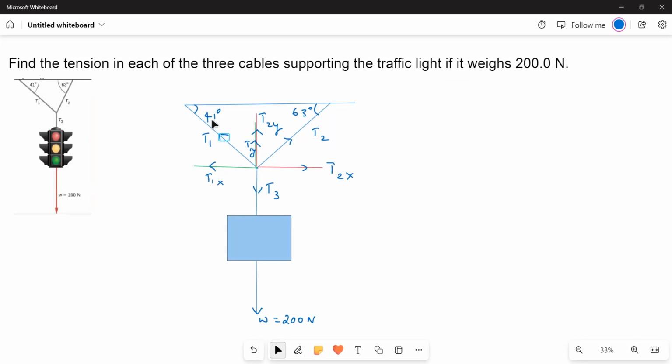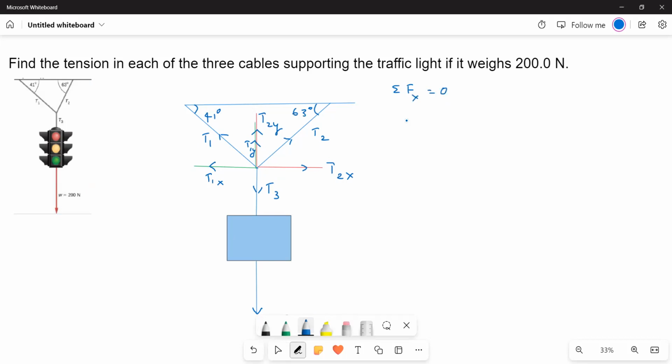Now T1 is making an angle of 41 degrees with the horizontal beam, and T2 is making an angle of 63 degrees with the beam. Now resolve them into components. This is T2x and this is T2y. T1x is acting to the left side and T2y is acting upwards. Now write down the condition because the traffic light is in static equilibrium. The sum of the forces must be equal to 0. So first we will write the horizontal component of the forces, or x direction forces. Sigma Fx is equal to 0.